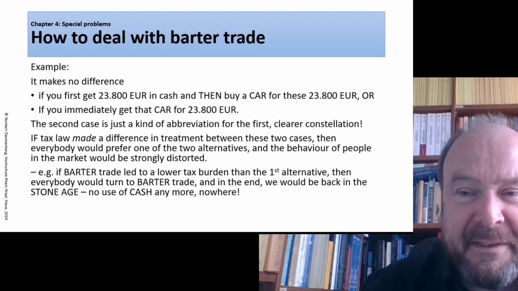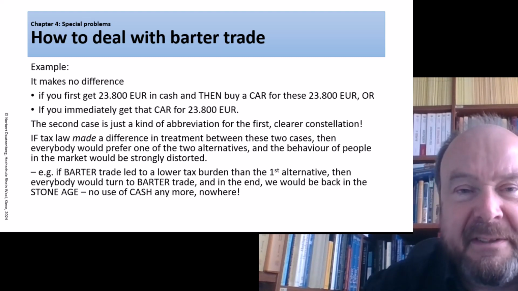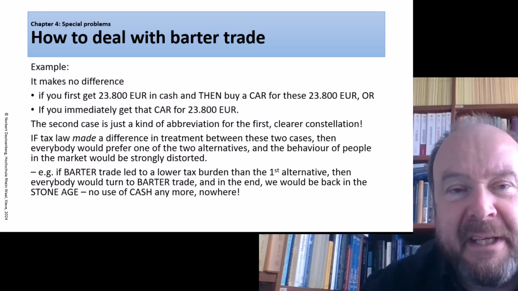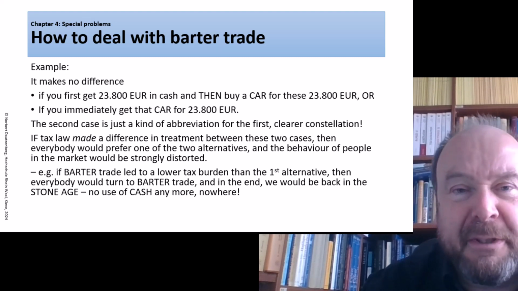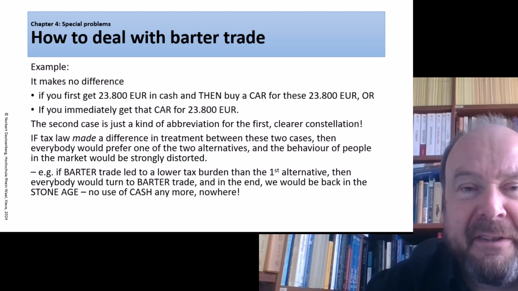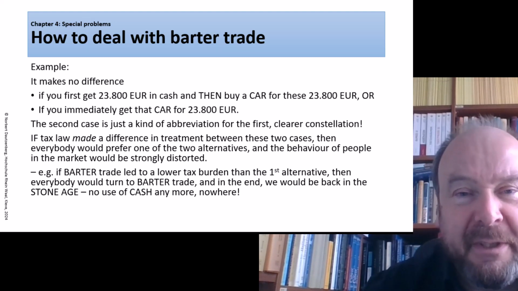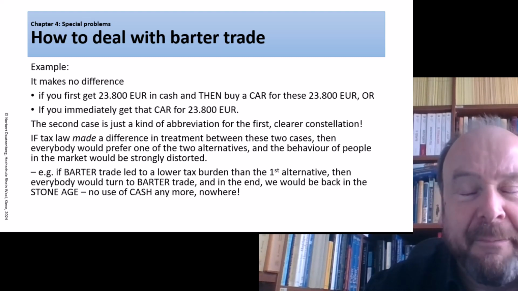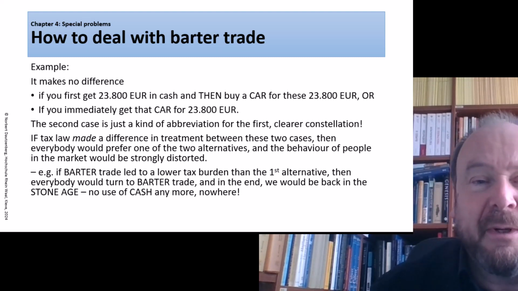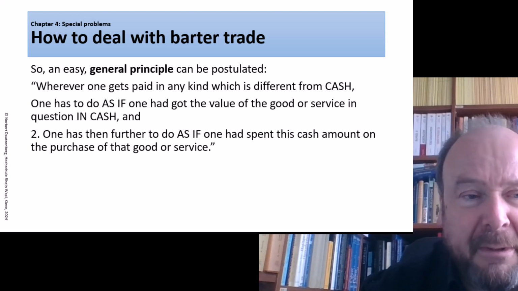Imagine that barter trade would be treated in a better way, financially or under the tax aspect, than exchanging cash and buying things for cash. Then everybody would turn to barter trade, and in the end, half of the population or even more would live in the Stone Age again, because everybody would insist on barter trade and nobody would accept cash. So an easy general principle can be set up.